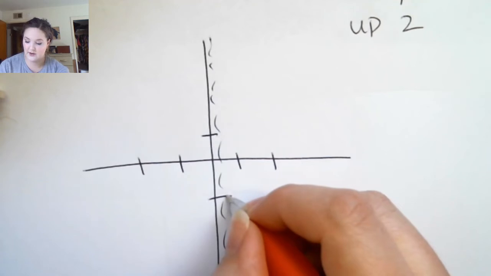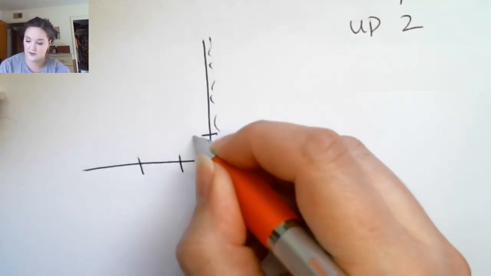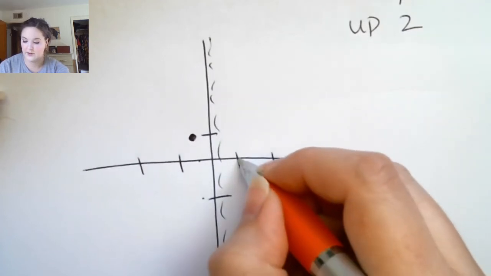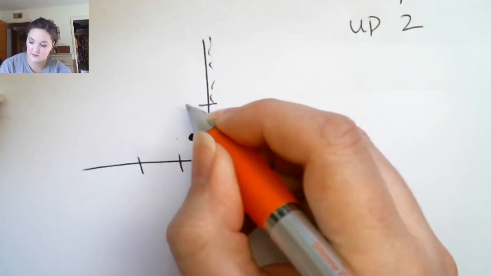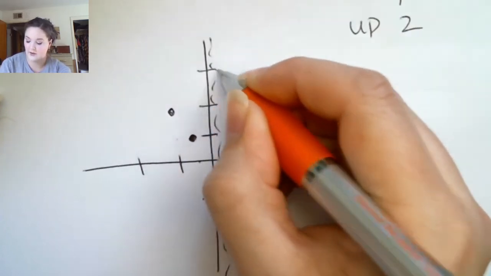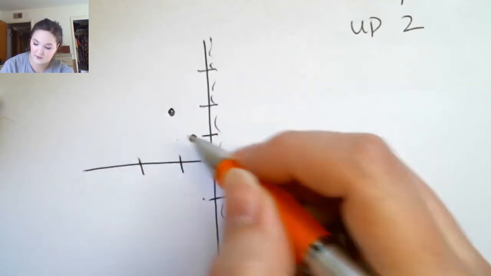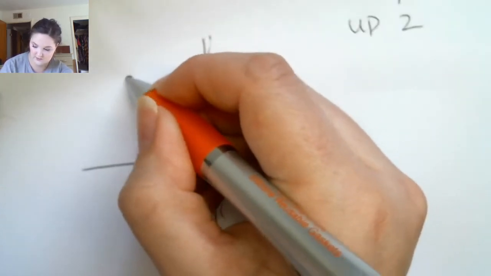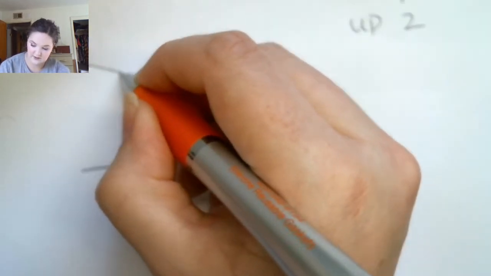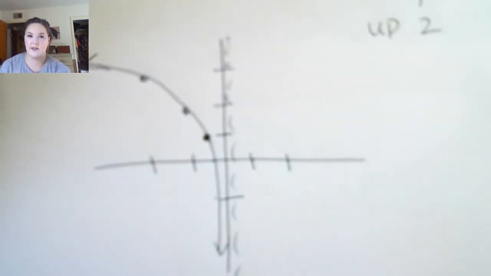So the one that was here, we're going to reflect it across and move it up 1, 2. The one that was here, we're going to reflect it across and move it up 1, 2. And the one that was here, reflect it across, move it up 1, 2. Okay, those are our key points. Looks like that.